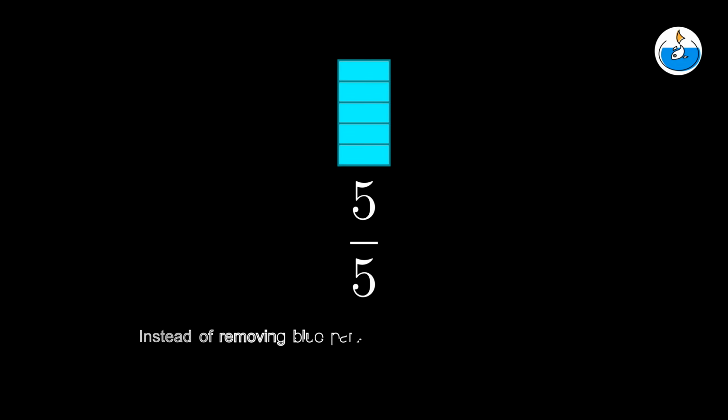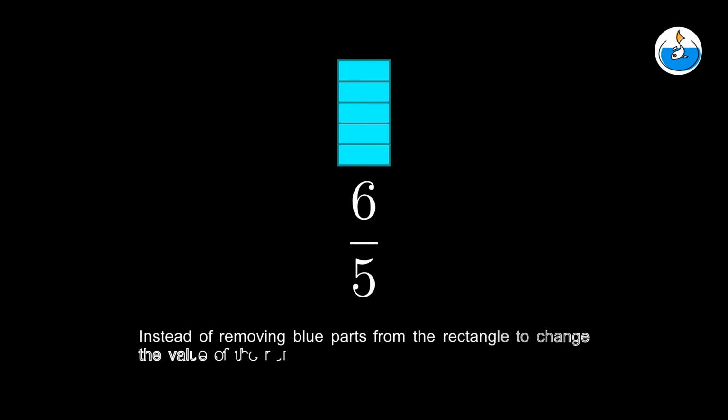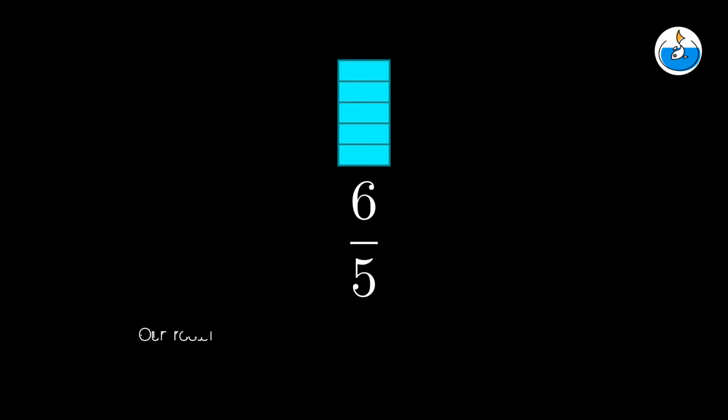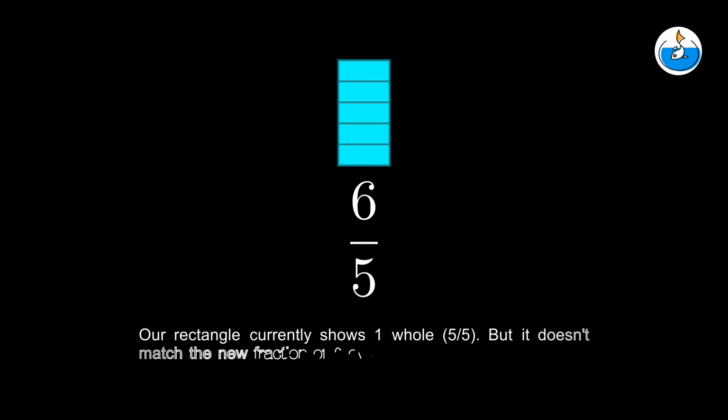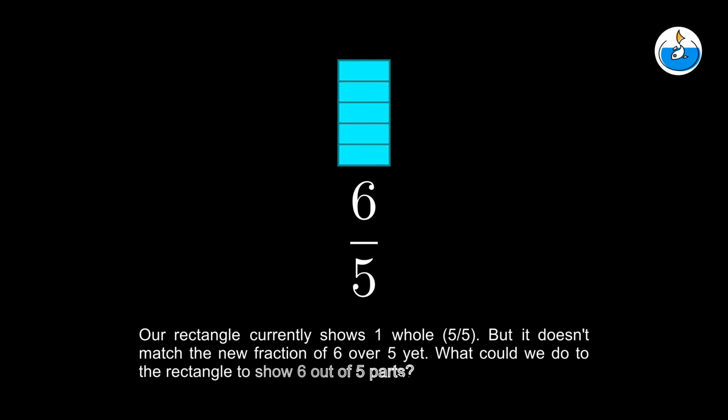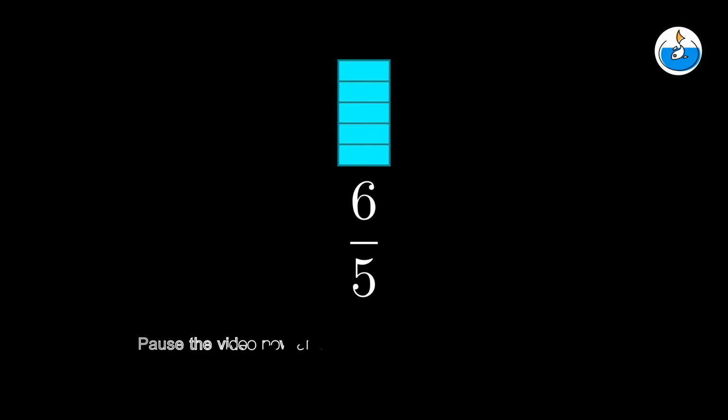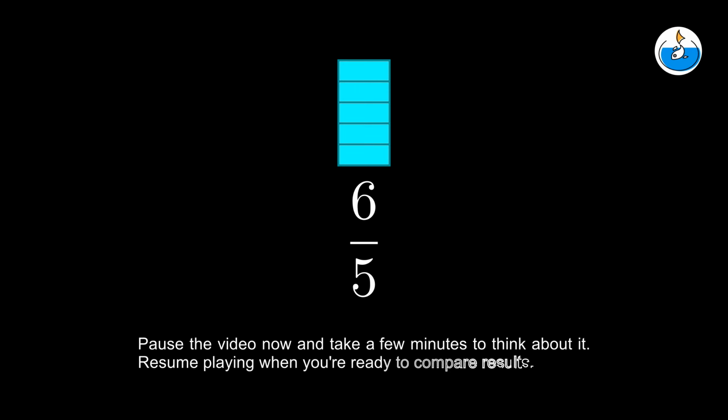Instead of removing blue parts from the rectangle to change the value of the numerator of the fraction, let's add 1 to the numerator. Our rectangle currently shows 1 whole, 5 over 5. But it doesn't match the new fraction of 6 over 5 yet. What could we do to the rectangle to show 6 out of 5 parts? Pause the video now and take a few minutes to think about it. Resume playing when you're ready to compare results.